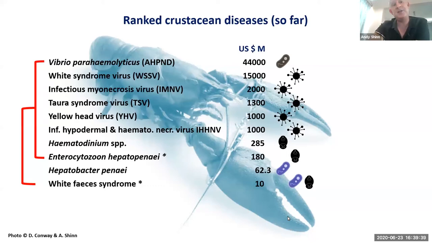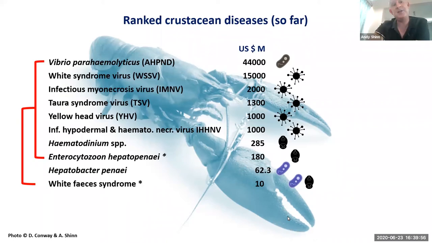This is a microsporidium parasite that infects the hepatopancreas of shrimp. And this is also having a huge impact on the cultured white-legged shrimp industry. And I can show you some of this in some of the next few slides.